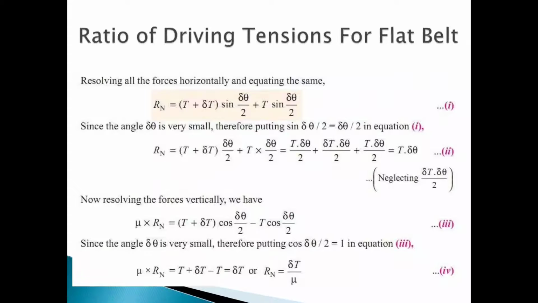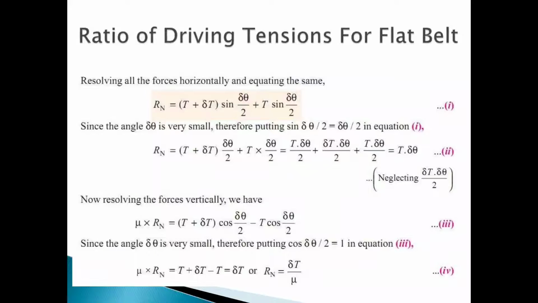Since the angle d theta is very small, putting sine d theta by 2 equal to d theta by 2 in equation one, you will get Rn is equal to T d theta. Further, resolving the forces vertically, you get the equation mu Rn is equal to (T plus dT) cos d theta by 2 minus T cos d theta by 2.